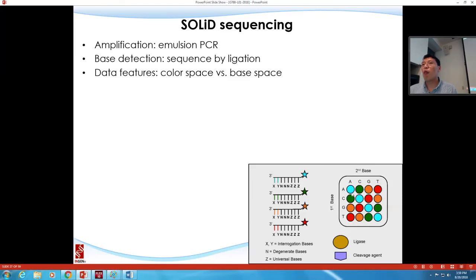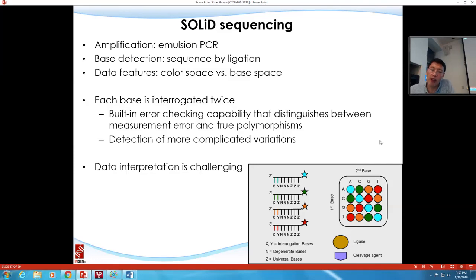But once you have one number or one color, you do not know which nucleotide you just detected. It depends on the previous one, okay? If the previous one is C, and then you get a green, you know your current one is A. But if your previous one is A, and you get a green, you know your sequence is C. So it's becoming very, very confusing, and the data analysis is very, very difficult.